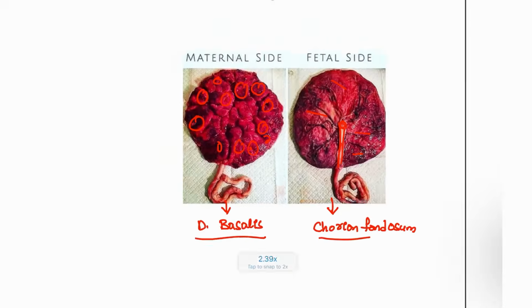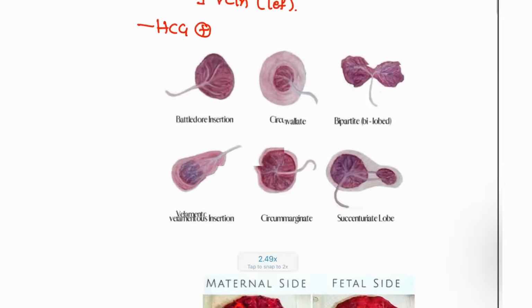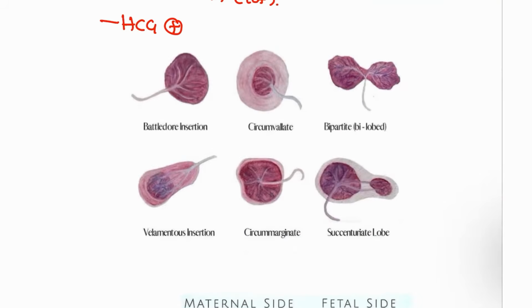Next, some of the other types. Here you can see the battledore. What happens in the battledore? The cord should be in the middle, but here the insertion is at the corner. This is battledore. Next, velamentous insertion. Here it should be central, but the vessels are very far and very fragile, and there is a high chance they can break.